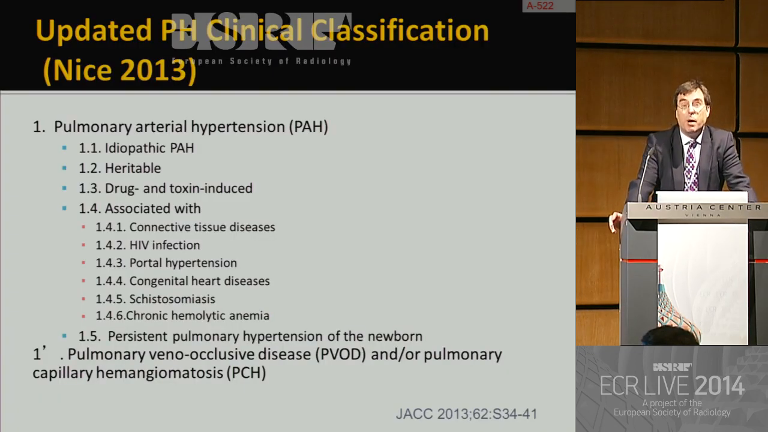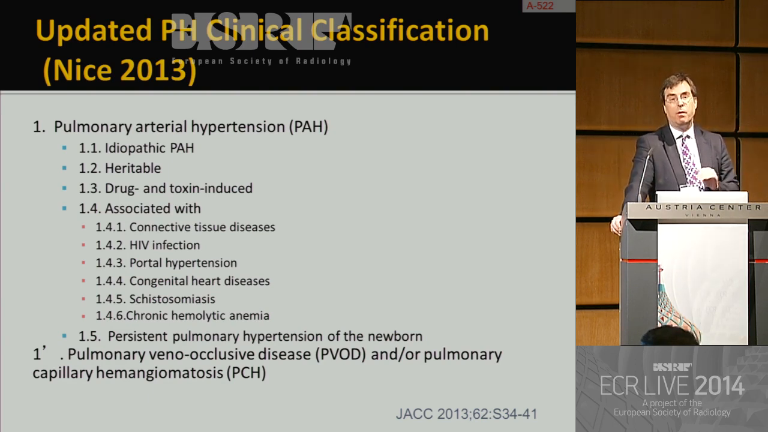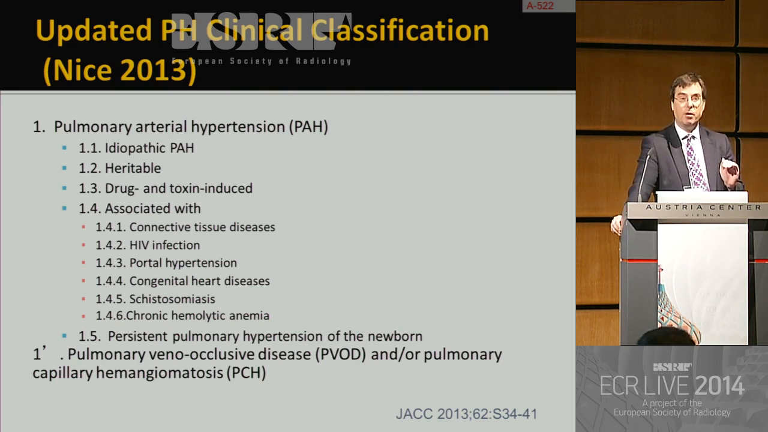Broadly, what I'm showing now is the previous classification. I'll highlight the interval changes. We've got small vessel diseases. These are the group 1 diseases. Pulmonary arterial hypertension is diseases of the small arterioles. Pulmonary veno-occlusive disease and pulmonary capillary hemangiomatosis, diseases more distally in the vasculature towards the venous and capillary end of the circulation.